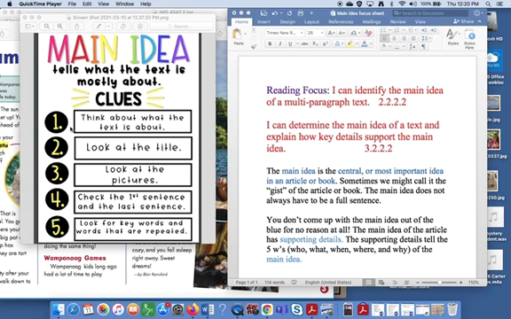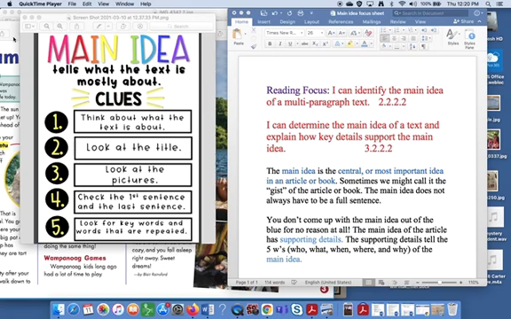So, number one is that you look at what the text is about, okay? So, you have to think really about what the text is mostly about. And number two, looking at the title is always a big helper to try and figure out the main idea. You can also look at the pictures to also figure out the main idea. And number four says check the first sentence and the last sentence. Sometimes that has some really good ideas for what you would need to find the main idea of an article. And for number five, it says look for keywords and words that are repeated. Those are all good things in order to try to figure out the main idea of an article.